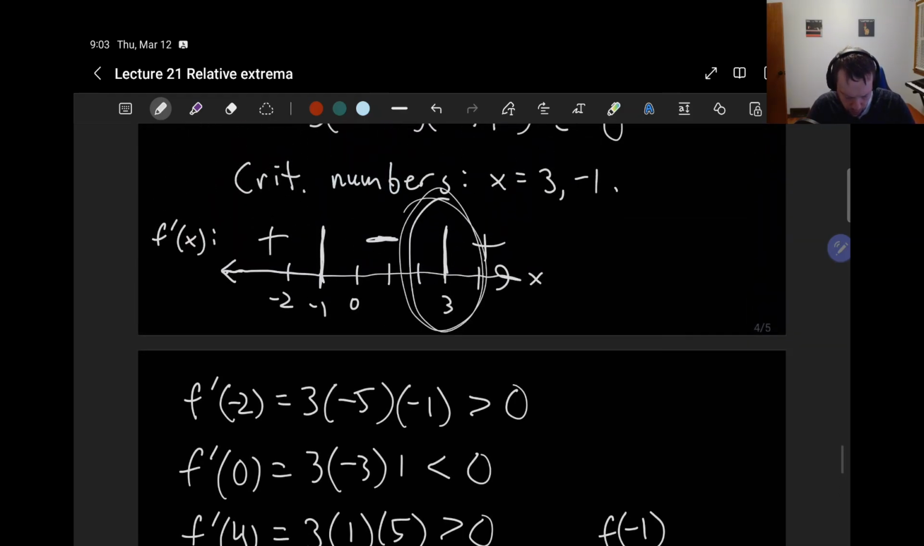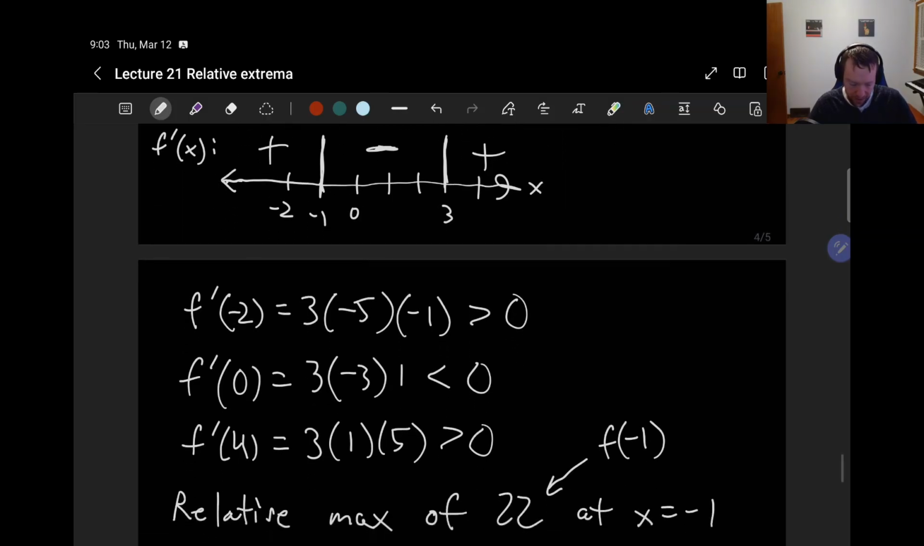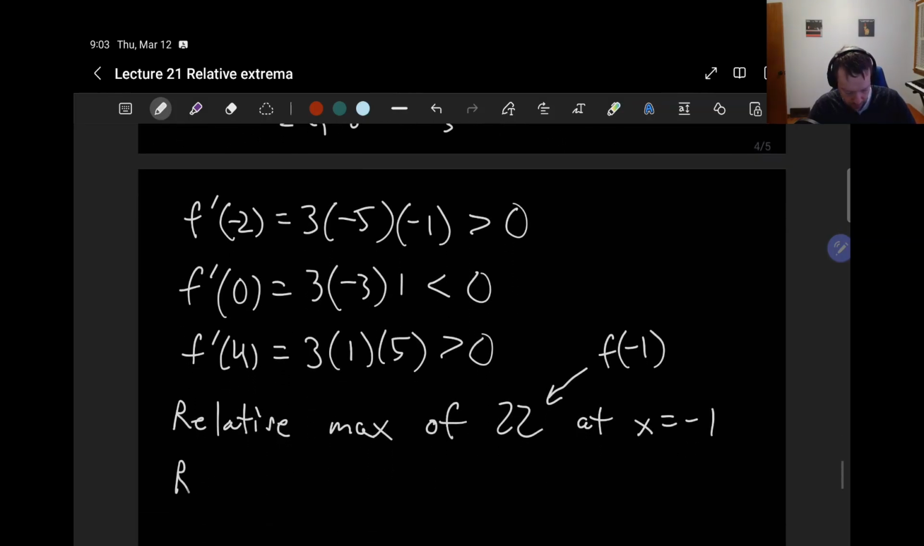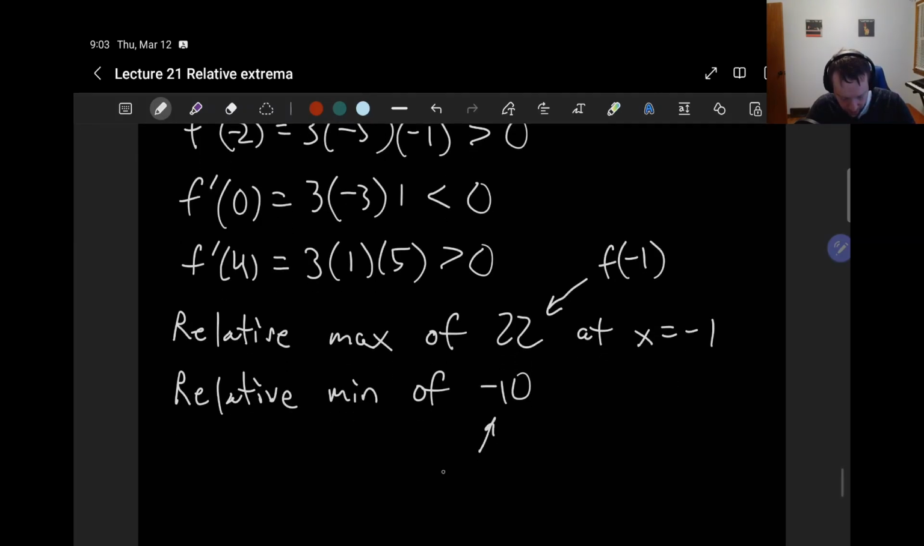We look at this other critical number of 3. Well, my function is going down until it hits 3, and then starts going up again. So that's a low point. It's a dip. We have a local minimum at 3. So we have a relative min of -10 is what I got. That's just plugging 3 into the original function.